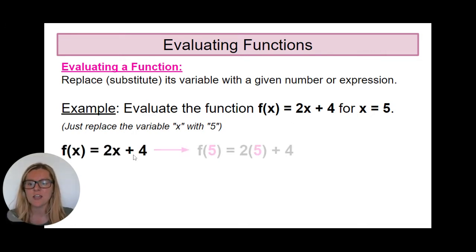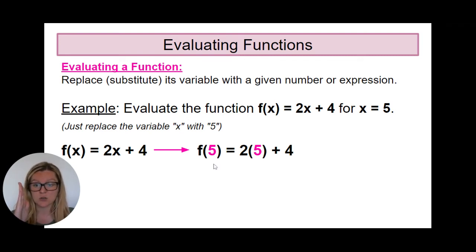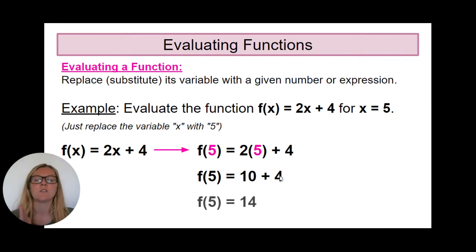So here's our function again. I'm replacing every x with 5, and then I'm just solving. So remember, f of 5 is just the way we name that function, so that stays by itself. We're going to use order of operations. 5 times 2 is 10, plus 4 more will give us 14.